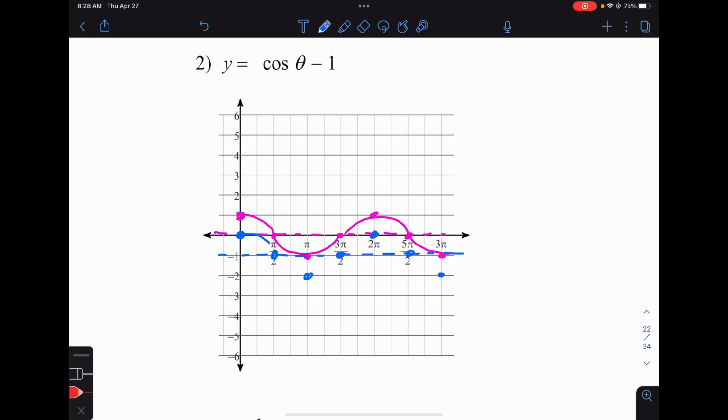All right, and this would be our new graph here. And of course, the only one we really care about now is the blue one, because that is our actual correct graph for the given function.